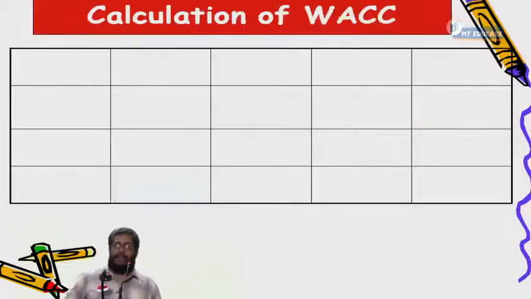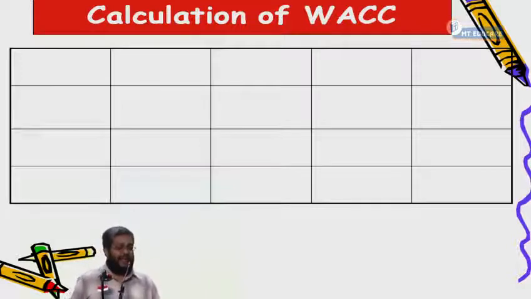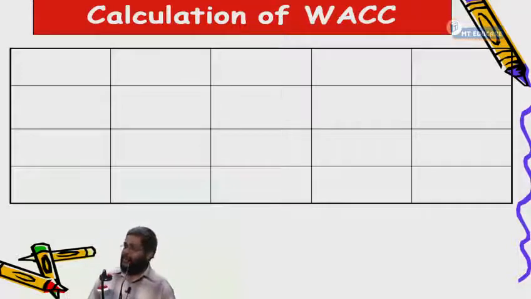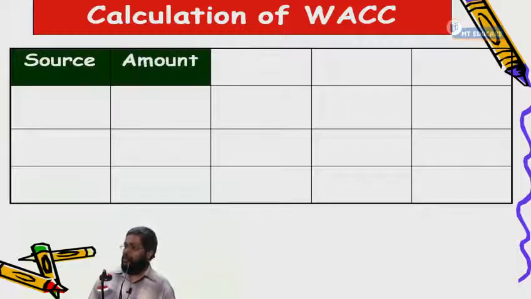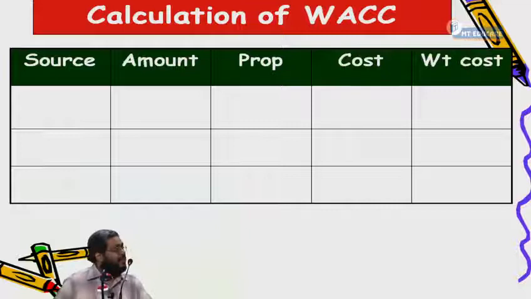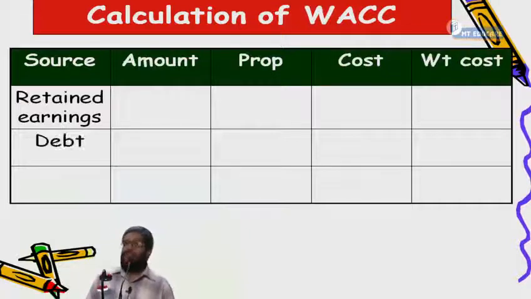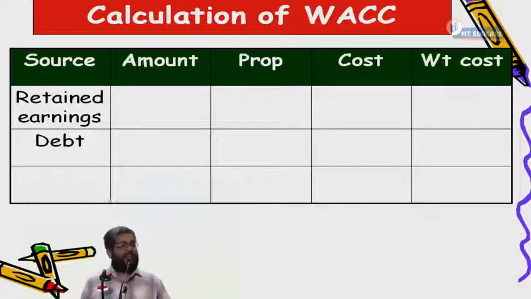Now look at this: calculation of weighted average cost of capital. I am going to do this calculation very frequently in the next chapter, portfolio, and also in the equity valuation chapter later. Get used to it. Now, source, amount, proportion, cost and weighted cost. First, two sources: retained earnings and then debt. I don't bring the new issue now.